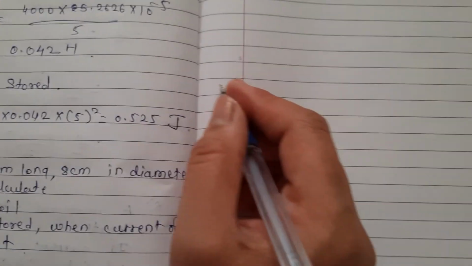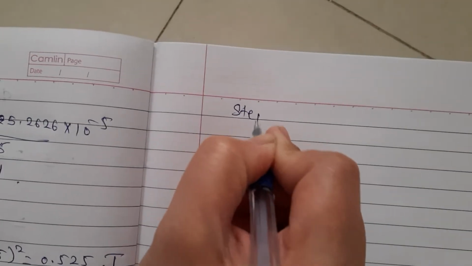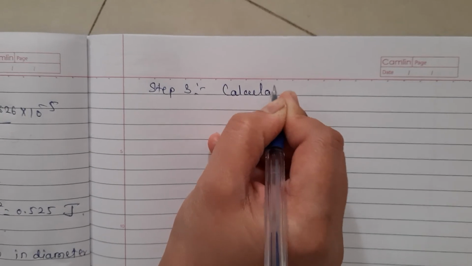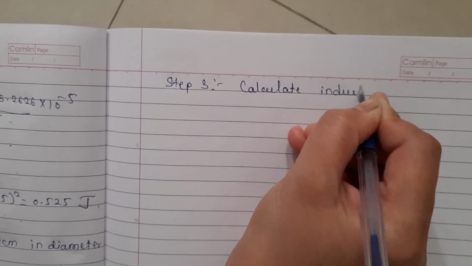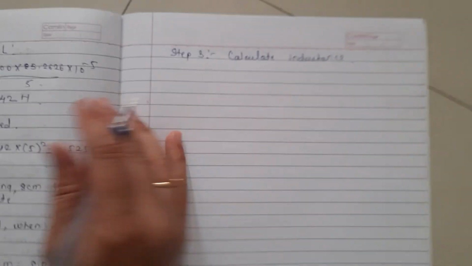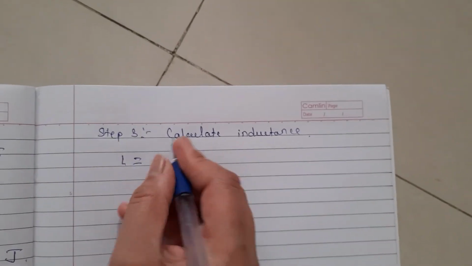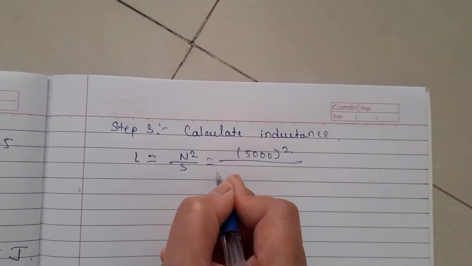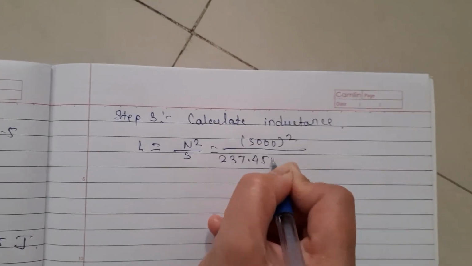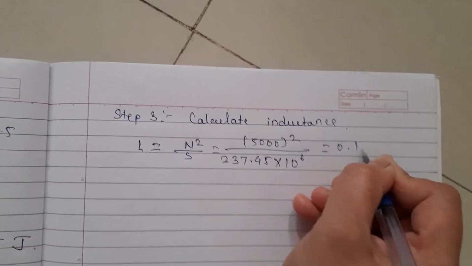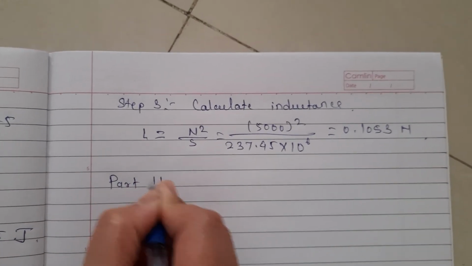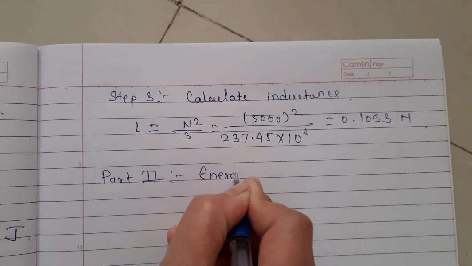Next is step 3. Now what is step 3? Calculate inductance. Now inductance L is equal to N square by S. So it is 5000 square divided by 237.45 into 10 raised to 6. So it is 0.1053 Henry. Now next is part 2, second part of the problem, energy stored.